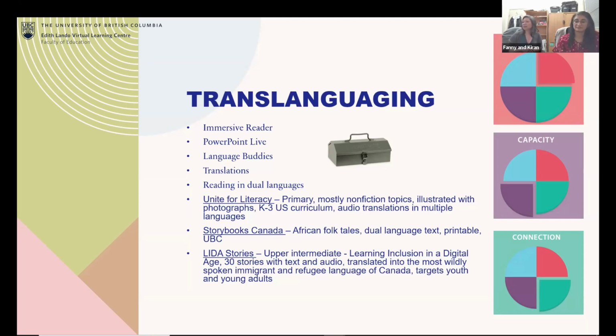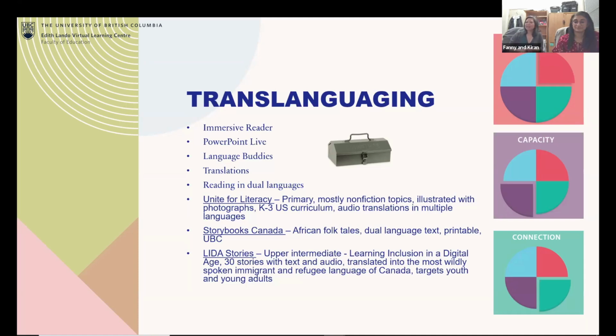Another way to support translanguaging in the classroom is to use PowerPoint Live. You can turn that on and it will caption everything that's being said. It will also caption everything in other languages. Another way, and we've heard this mentioned earlier, is to have a language buddy in the classroom. Any form of translations are very helpful. Reading in dual languages is very helpful as well.